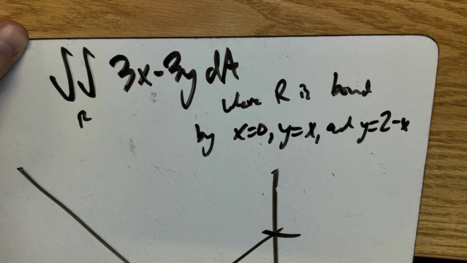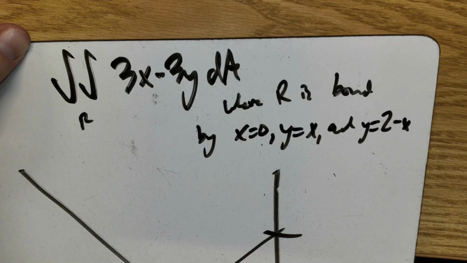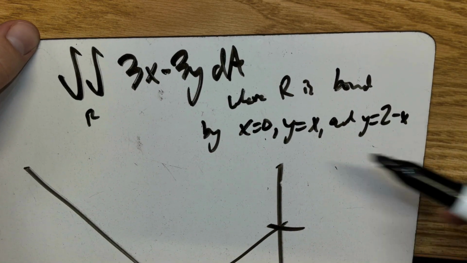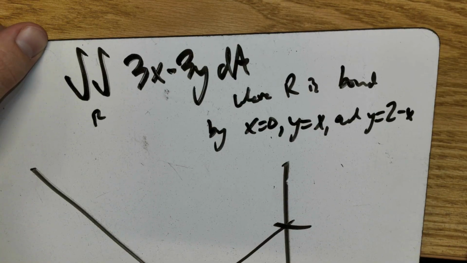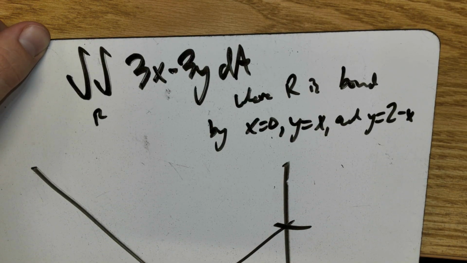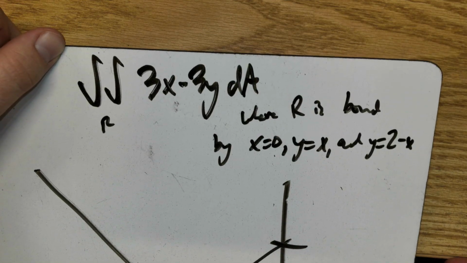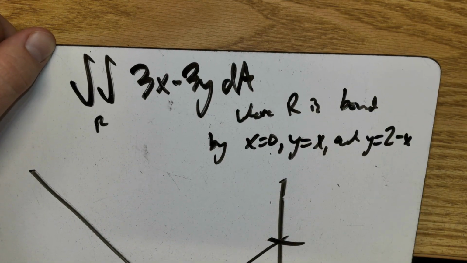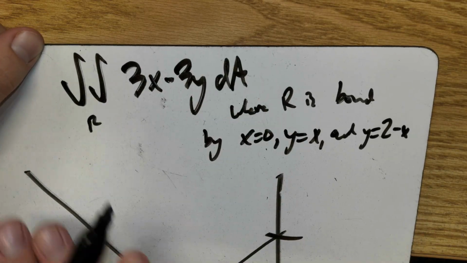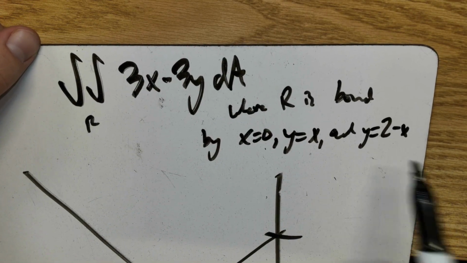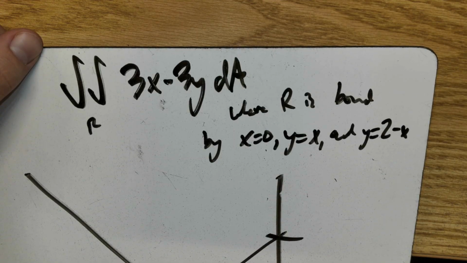So I'm just going to start with this hypothetical. I have this double integral of 3x minus 3y dA, where my region is bound. And I hope this is clear about how I want to set up my dy dx and how I set up my bounds, because right now I only see 3 bounds and that gives me a bit of an issue.